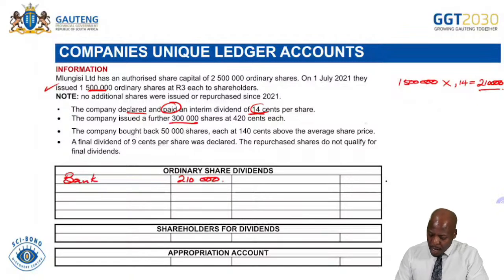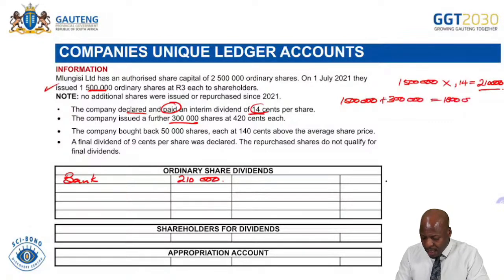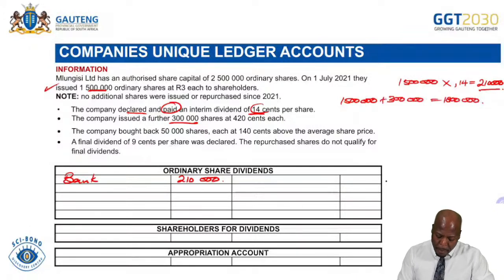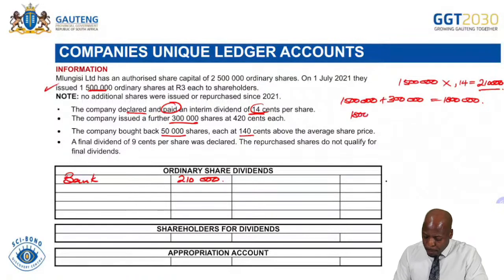Then I'm told the company issued a further 300,000 shares. So that simply means out of the 1.5 million that I had issued, I issued more now. I issued another 300,000 shares. That means I now have 1.8 million. The company bought back 50,000 shares, all right, at 140 cents. So on the 1.8 million that I had, the company bought back how many? 50,000 shares. How many shares do they have now?